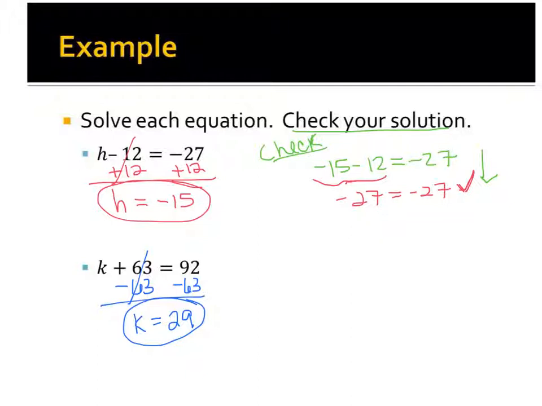And then you're going to show your check, so I'm going to put in 29 for k. I'm not doing any math, I'm just rewriting it. And now I'm going to work straight down, which means on the left-hand side I'm going to combine those. And 29 plus 63 happens to be 92, which equals 92, so it checks.